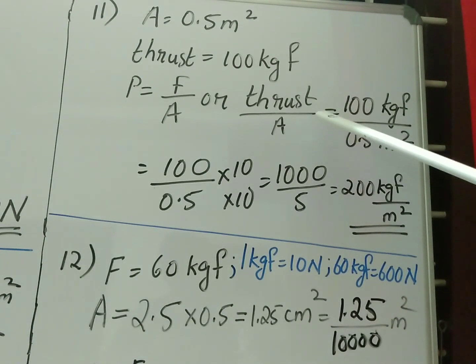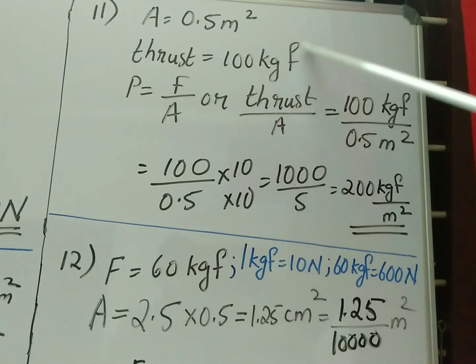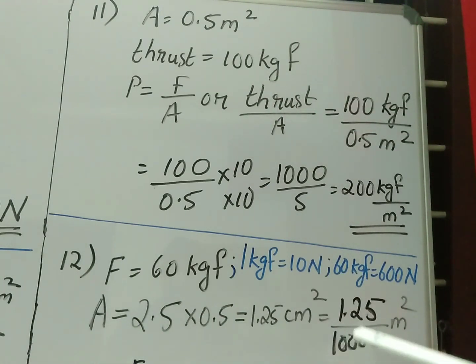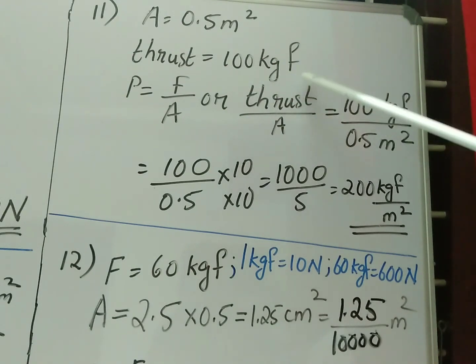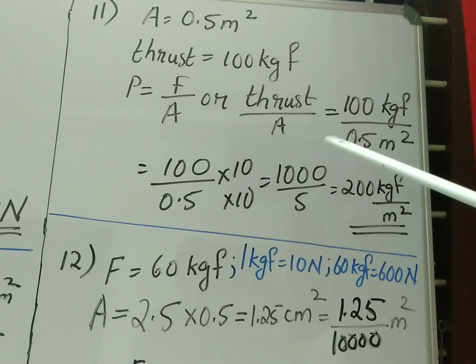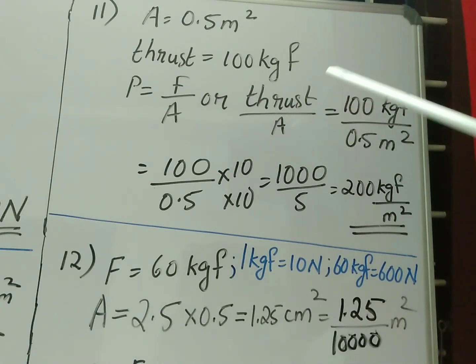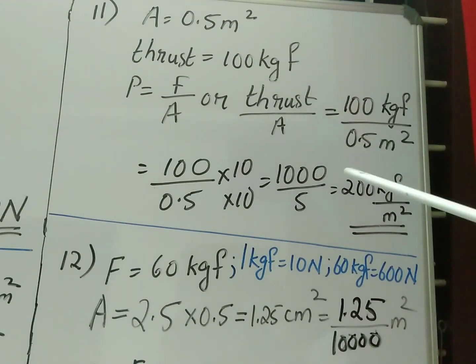If you are asked to find the answer in SI unit, then you are supposed to convert this kgf. Kgf is not the SI unit. So if you are asked to find the final answer in Pascal, instead of kgf per meter square, then we have to convert this kgf to Newton. 1 kgf is 10 Newton. So the given value into 10 will get the value in Newton. That we will discuss in our next question.